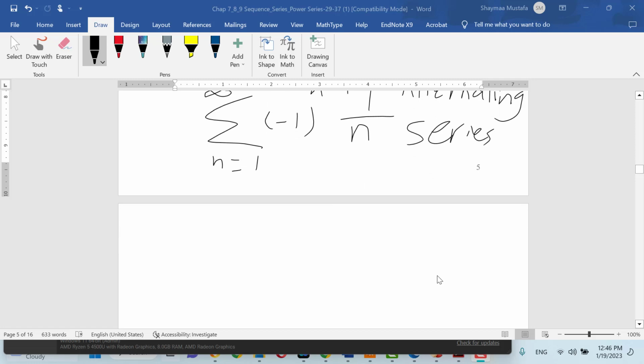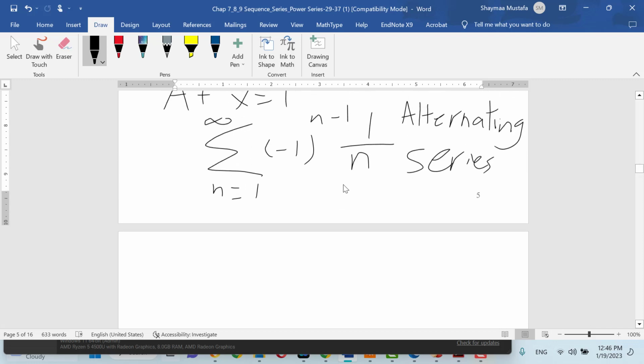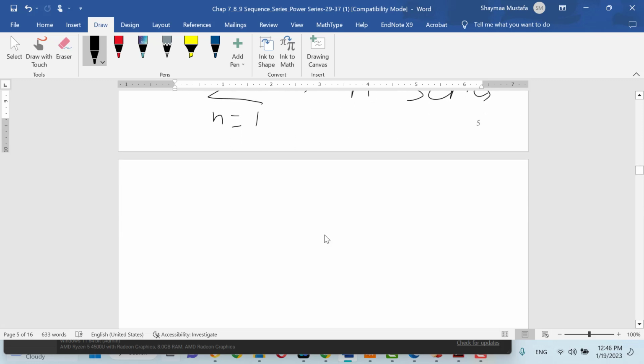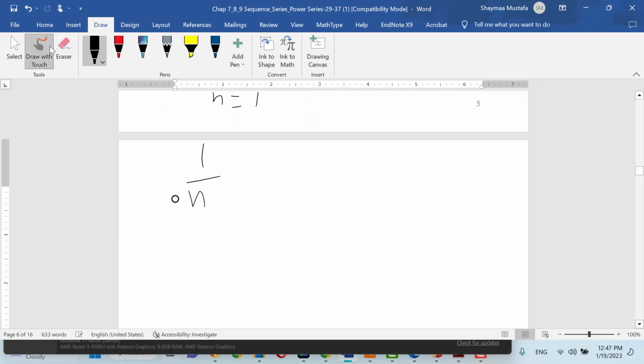For the alternating series test, we need to check 1 over n. Is it decreasing or not? And is its limit equal to 0 or not? So here 1 over n plus 1 is for sure less than 1 over n, so it is decreasing.